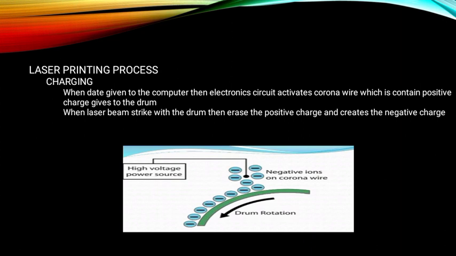Laser printing process. The laser printing process has many steps. I am going to start with the charging process. When data is given to the computer, the electronic circuit activates the corona wire, which contains positive charge, and gives it to the drum. When the laser beam strikes the drum, it erases the positive charge and creates the negative charge. This is the diagram for charging.